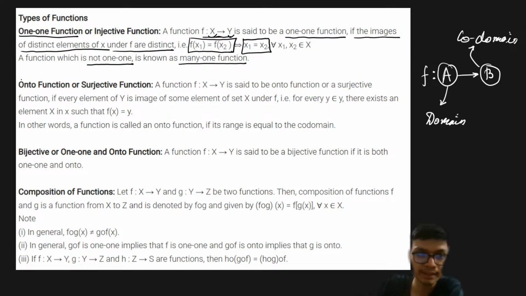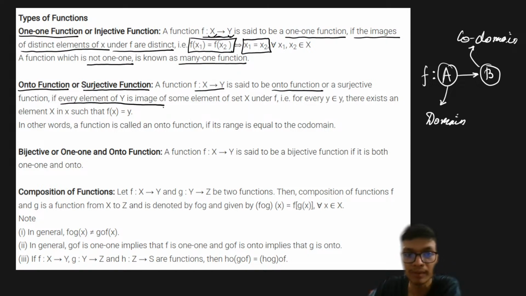Now once we understand this, let's focus on what an onto function is. An onto function is also known as a surjective function. A function from set X to set Y is said to be onto, or surjective, if every element of Y is the image of some element of set X under f. What this means is that if the range is equal to the codomain, then that function is known as an onto function.